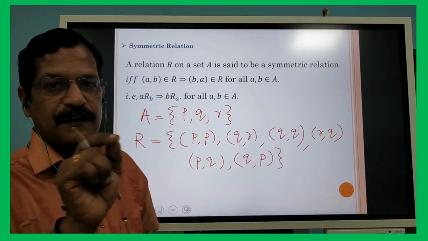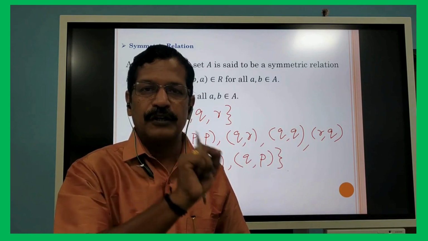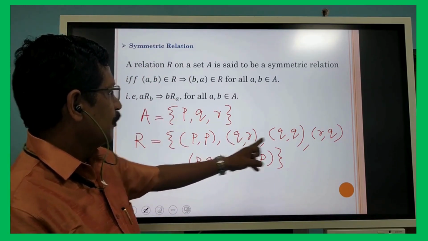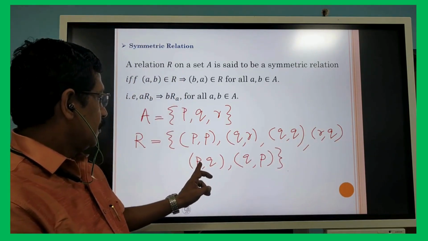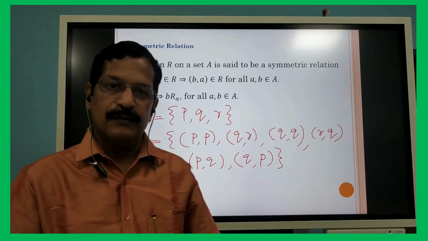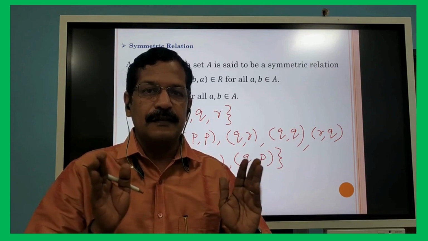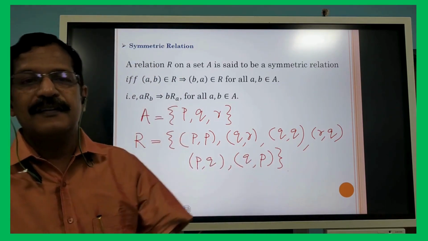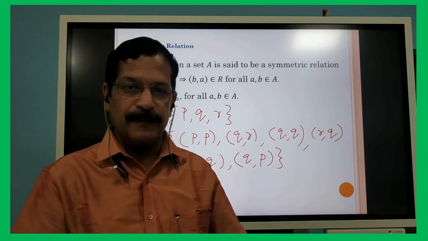Now to check whether it is symmetric. Symmetric means if a is related to b, then b should be related to a. Of course, q is related to r, r is related to q. Agreed. p is related to q, q is related to p. So the condition for symmetry is true here. Hence, this relation R is a symmetric relation. This is not reflexive, but it is symmetric.